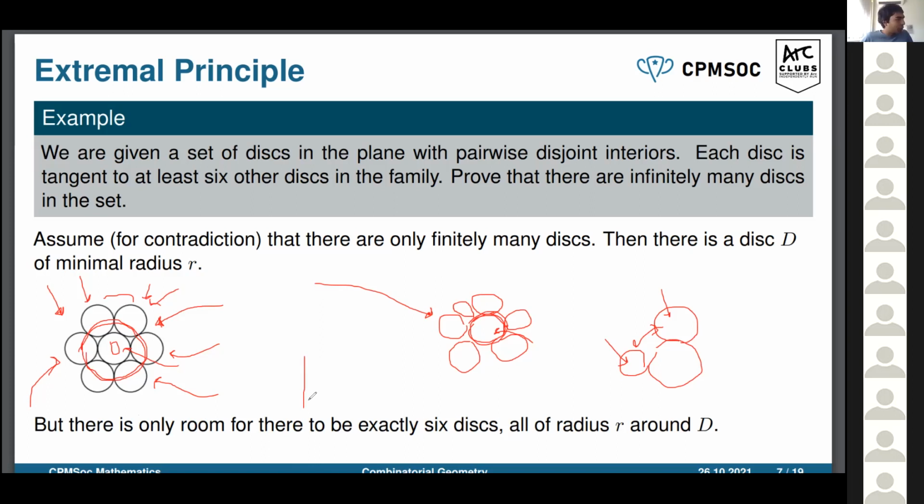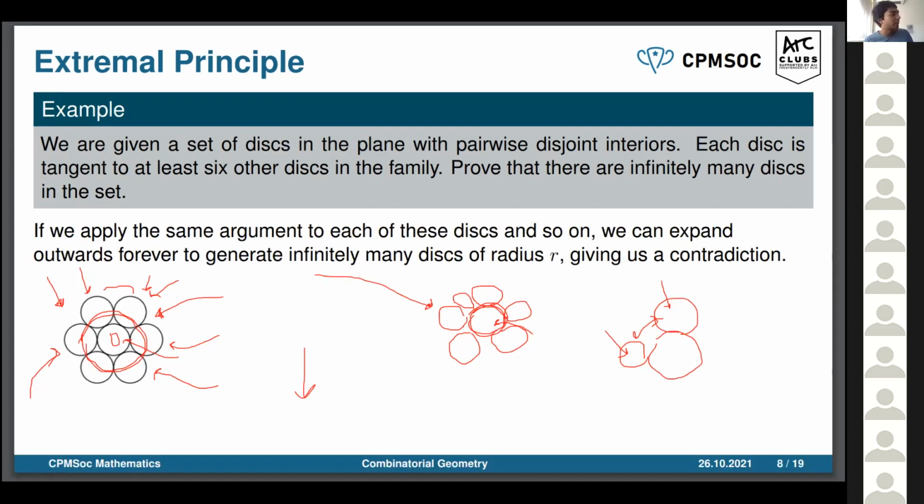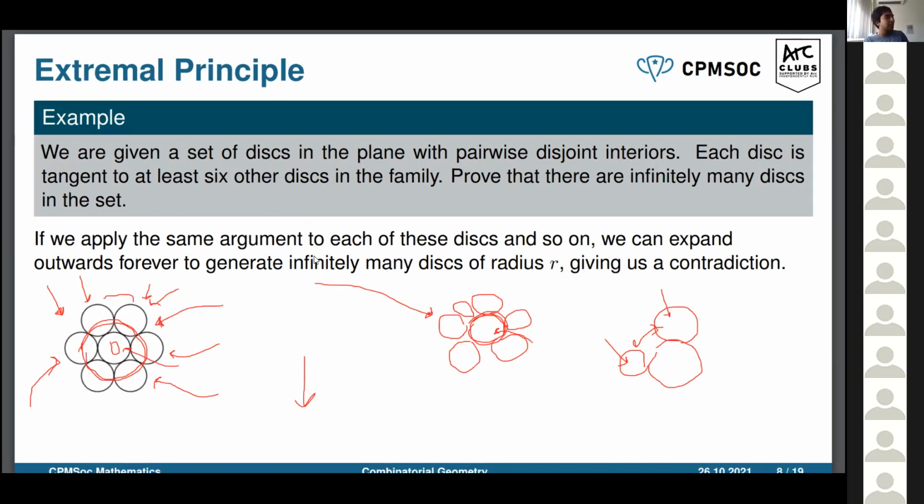Okay, so it says here there's only room for exactly 6 disks, all of radius r around d. And it says if we apply the same argument to each of these disks and so on, we can expand outwards forever. So we have 6 surrounding disks here, but we can draw even more and more disks surrounding, and by the same argument, they must all be the same radius. So you'll have some nice hexagonal pattern of circles, and this pattern must continue forever.